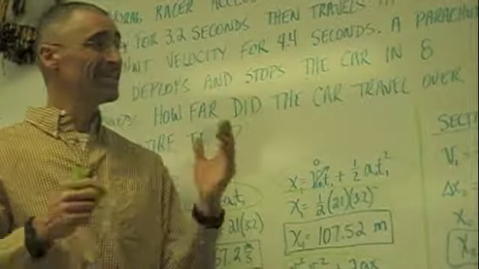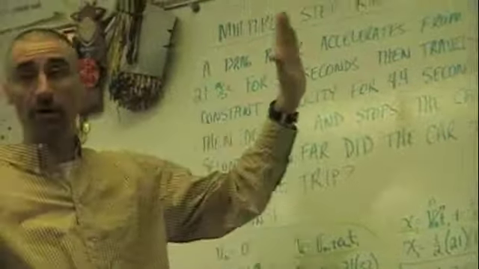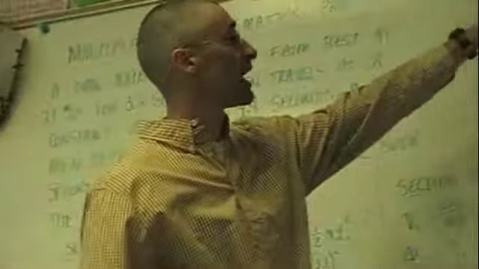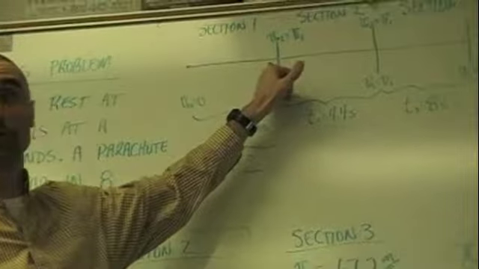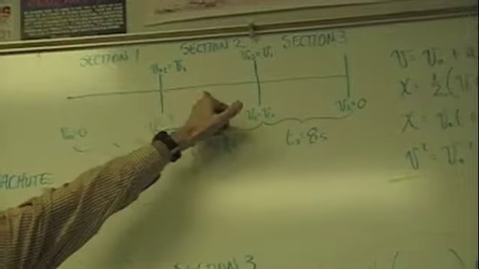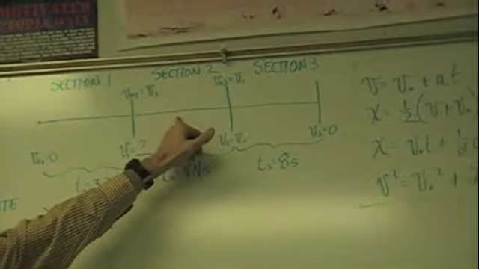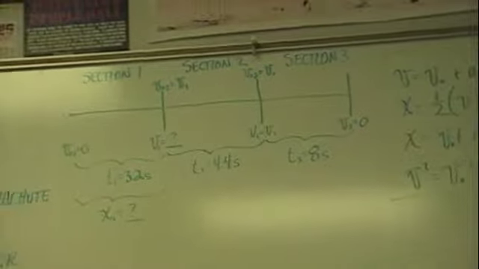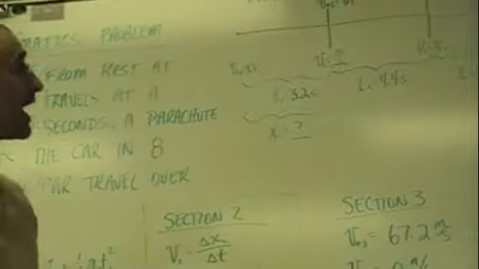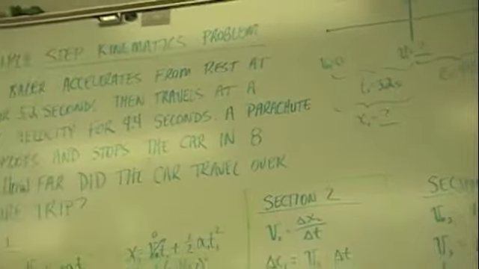Okay? So keys to multi-step problems. Final velocity of this section equals the initial velocity of the next section. That's one thing that sometimes kids struggle with. Okay? So there's a multi-step kinematic problem example.